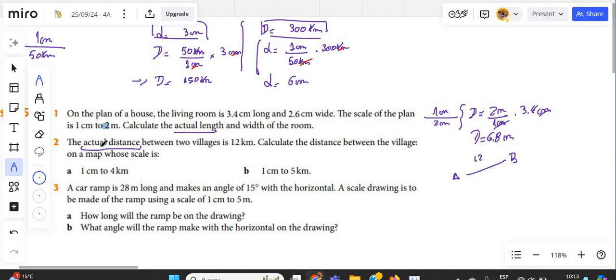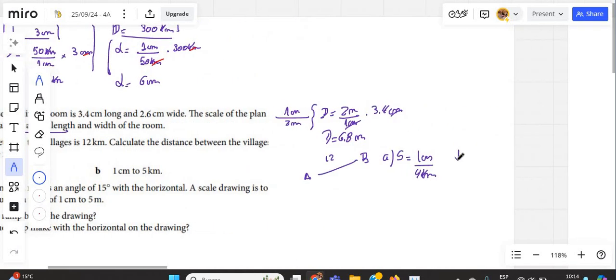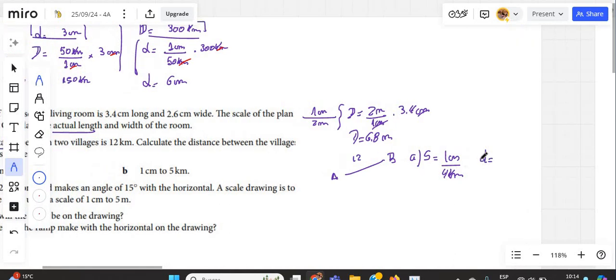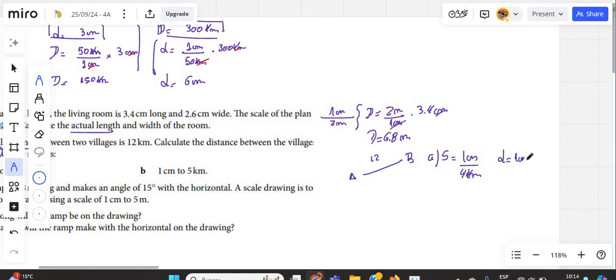Let's calculate the distance on a map. Okay, so you want to find the distance on a map. So you know that the scale for number A is 1 centimeter to 4 kilometers. If you want to find the distance on the map, the distance is measured in centimeters. So it's 1 centimeter to 4 kilometers, multiply 12 kilometers. So in this map, the actual distance will be 3 centimeters.